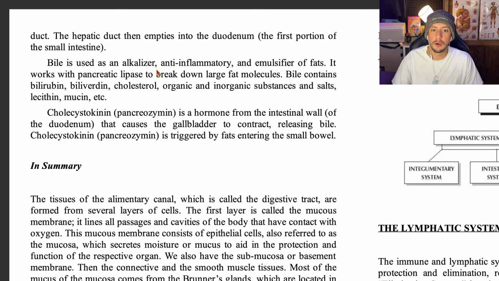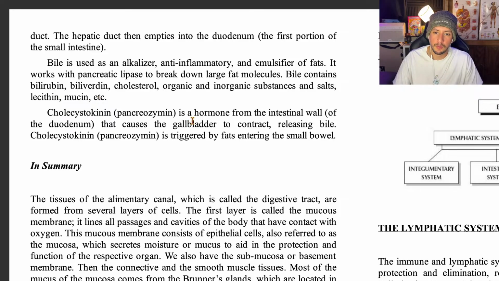Bile is used as an alkalizer, anti-inflammatory, and emulsifier of fats. It works with pancreatic lipase to break down large fat molecules. Bile contains bilirubin, biliverdin, cholesterol, organic and inorganic substances, salts, lecithin, mucin, etc.